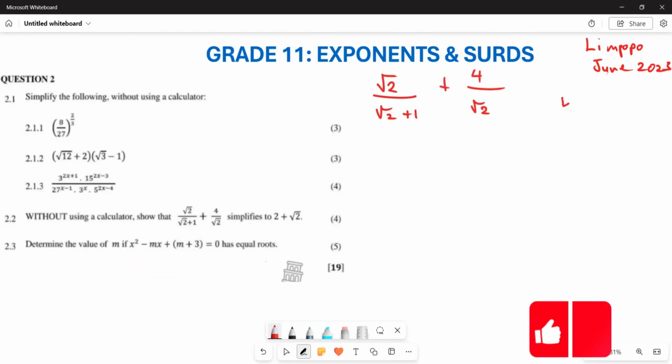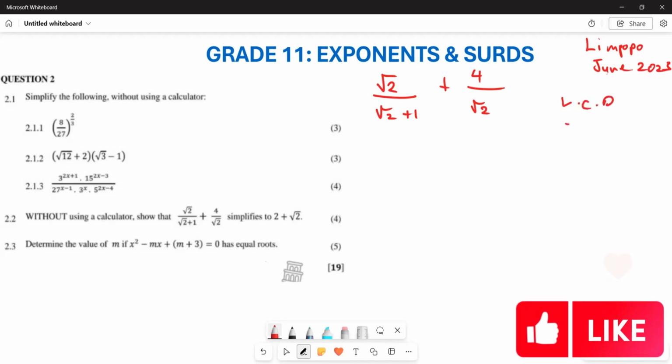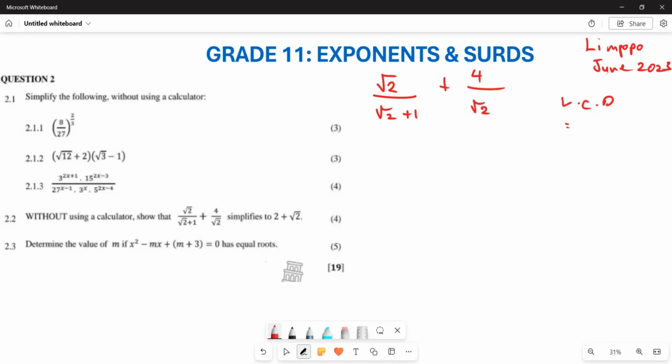The first thing that you're going to do, let's find out what is going to be the LCD. Now, the LCD that you are going to have here is going to be the same as what? It is going to be the same as your root 2 plus 1 and your root 2. Altogether. So basically, that is going to be your LCM, or your LCD rather, right?